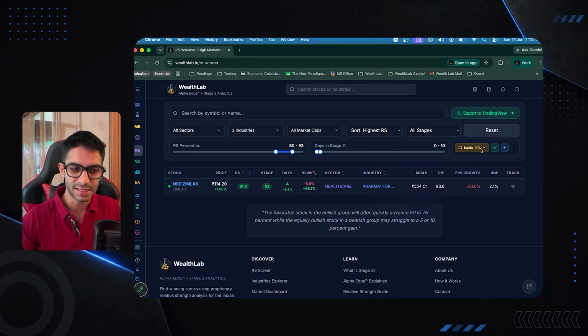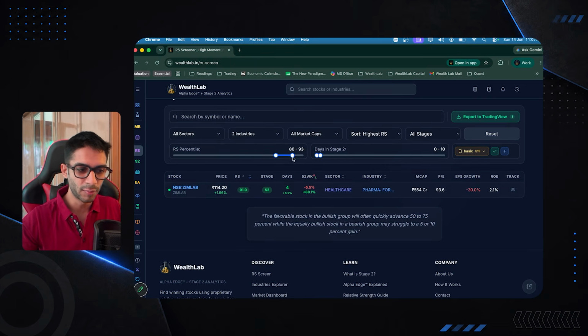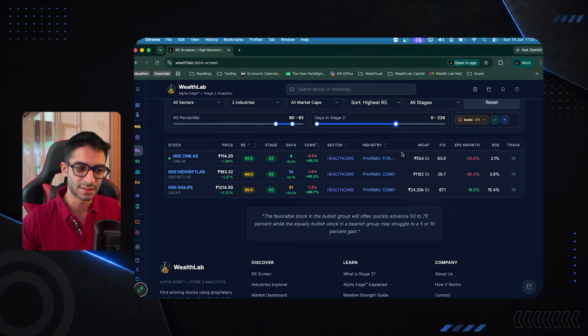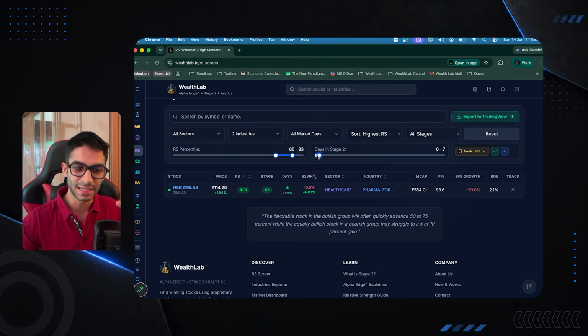This is my saved basic query, with days in stage 2 set to 0 to 10 for a swing trade. I've come out with WealthLab. I'm sure there might be more names, but I think they would be outside this range. So we can just check. Yeah, they are outside this range. So within the 0 to 10 days, that is fresh breakouts, there is only WealthLab.